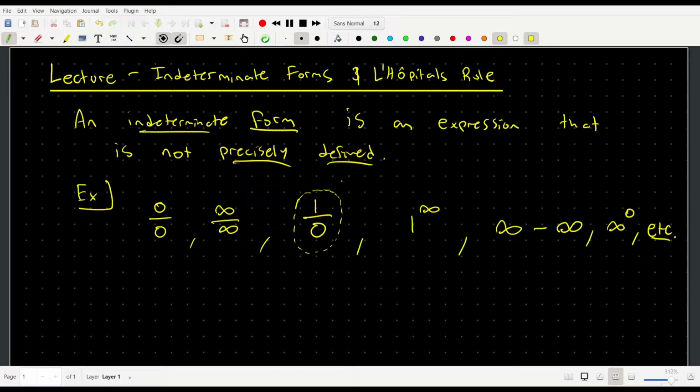So what we need to do is figure out a consistent way of evaluating such limits in the case that we have a certain engineering problem and we need to figure out the limit of two functions that is resulting in some indeterminate form.